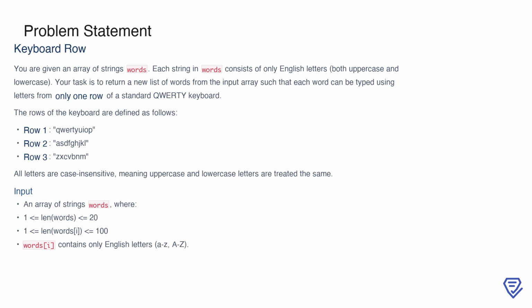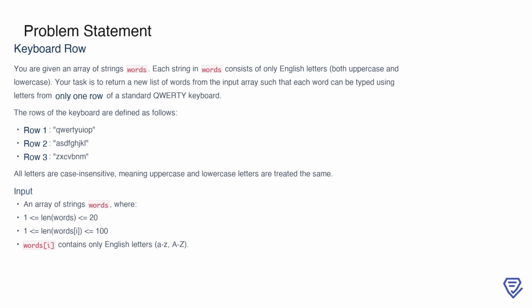To clarify, the rows of a QWERTY keyboard are divided as follows. Row 1 contains the letters QWERTY, row 2 includes ASDFGHJKL, and row 3 consists of ZXCVB and M. It's important to note that this is a case-insensitive problem, meaning uppercase and lowercase letters are treated as equivalent.